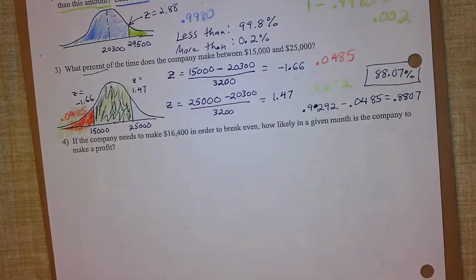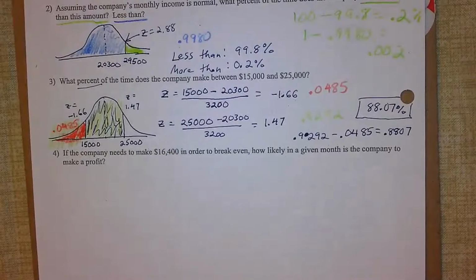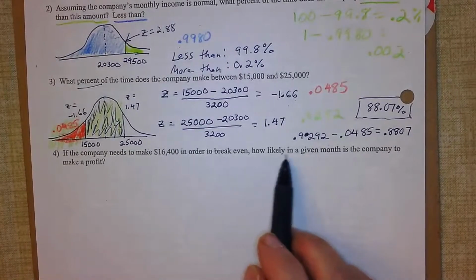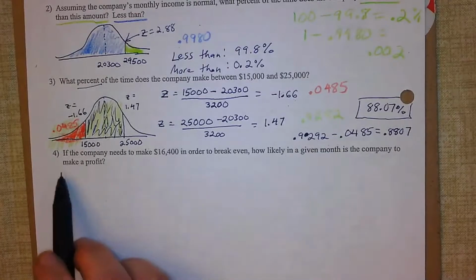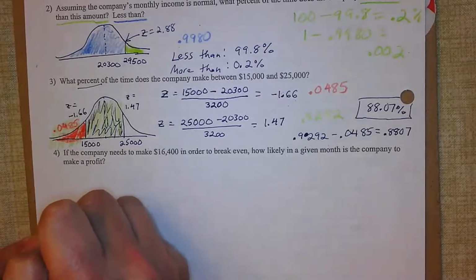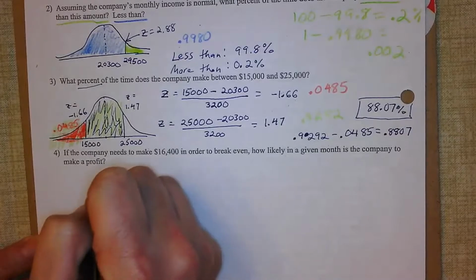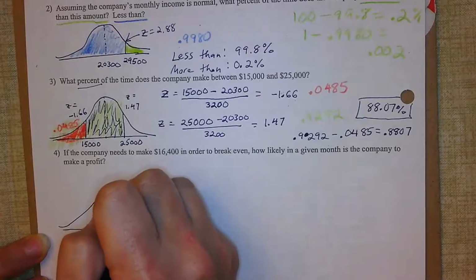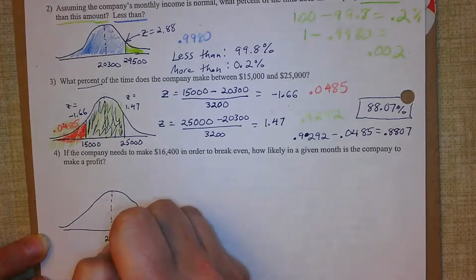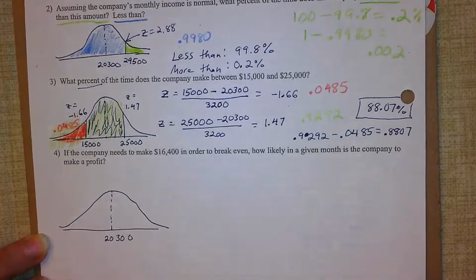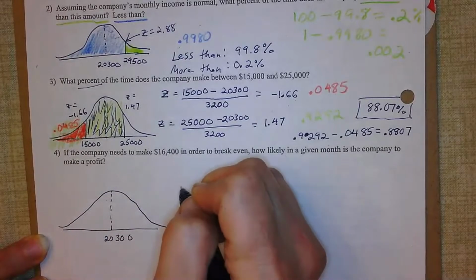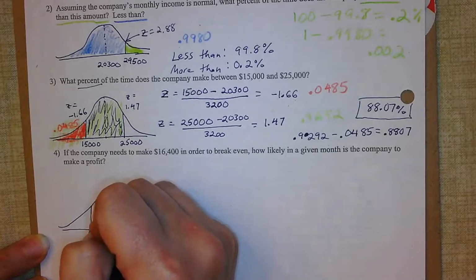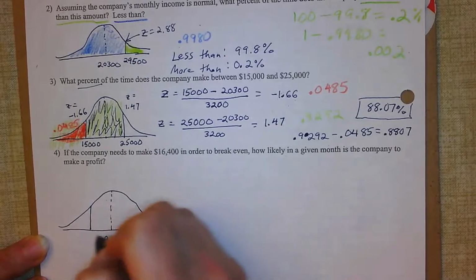There we go. All right, last question. It says the company needs to make $16,400 in order to break even. How likely in a given month is the company to make a profit? So again, I'm going to start with a curve because it helps me visualize the situation. Oh, that one's bumpy. I think there's stickers on this clipboard. All right, so here's 20,300. And then here's 16,000, which is lower. So that's important to remember. I'm below average to break even.